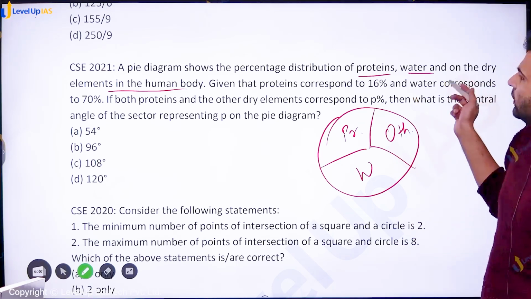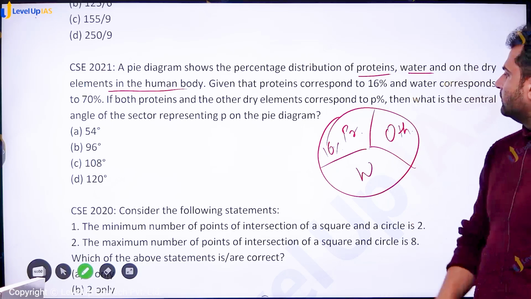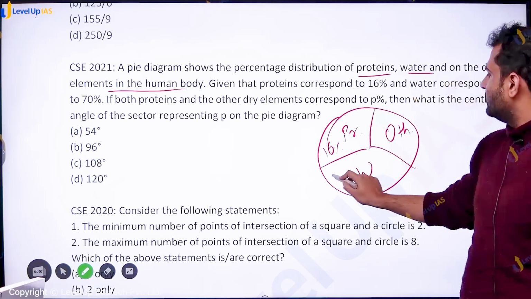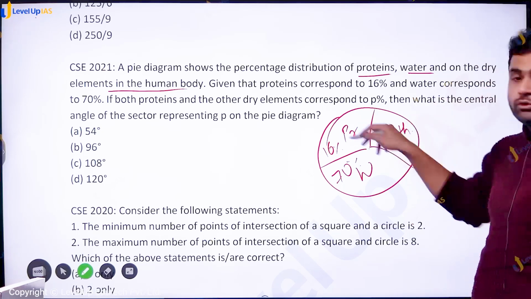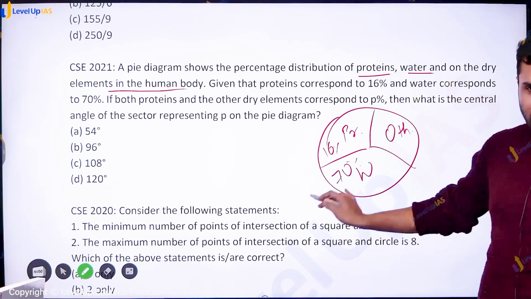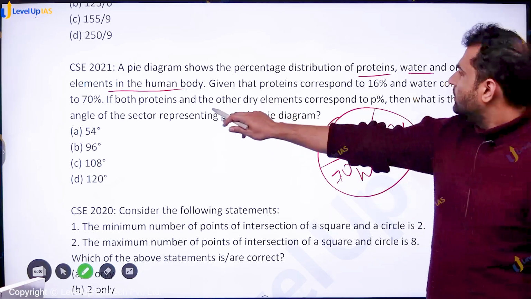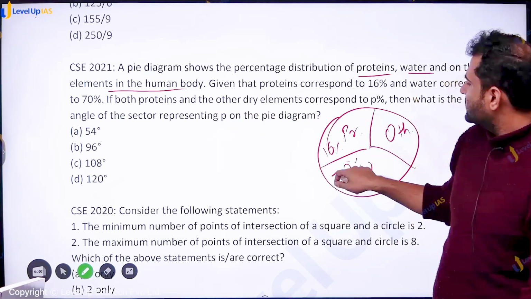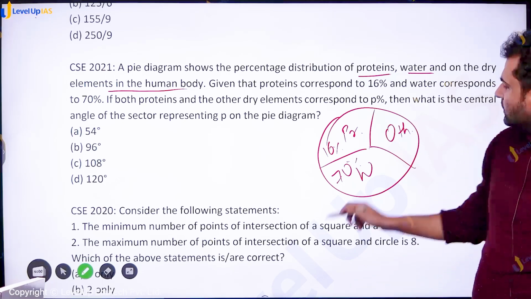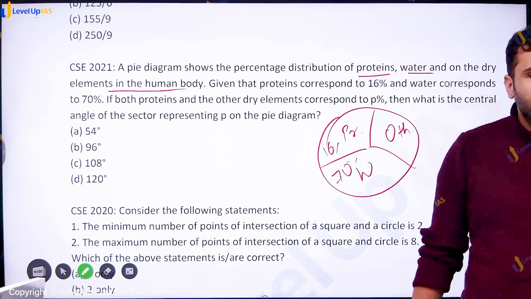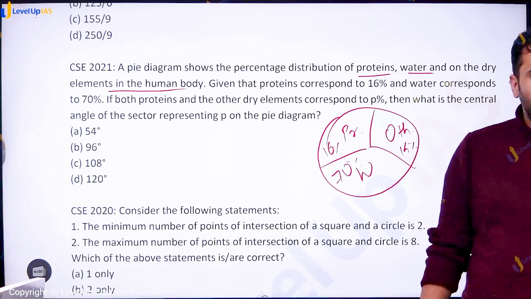And they are further saying that proteins correspond to 16%. Okay, fine. And water corresponds to 70%. Again, the diagram is not to scale, because at 70% the diagram should look different, but that is fine. It is just for representative purposes. Then what would the other element correspond to? Total is 100%. 70 plus 16 is 86%. So the remaining 14% is nothing but the other elements.